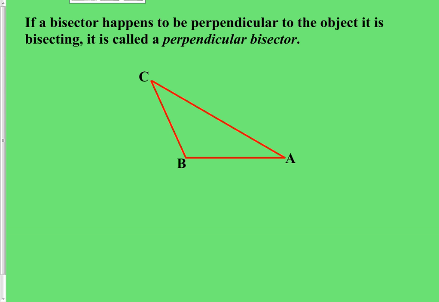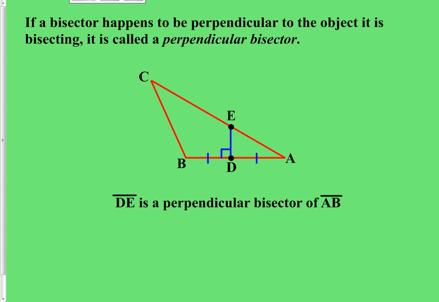Okay, so in a triangle, what we are looking for is a line segment that is perpendicular to an object that it is also bisecting. So you can see there where line segment ED is making contact with line segment AB. Not only is it a 90-degree angle that is formed there, but the line segment AB is cut exactly in half. So the statement could be made, line segment DE is a perpendicular bisector of line segment AB.